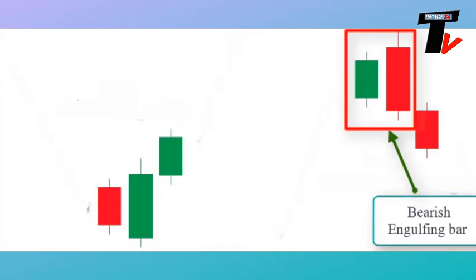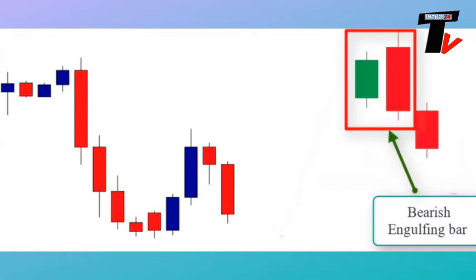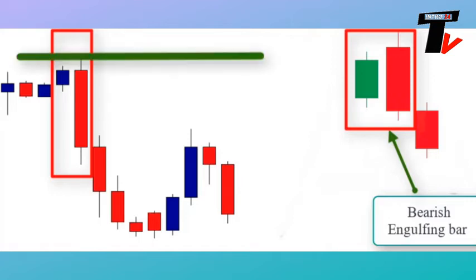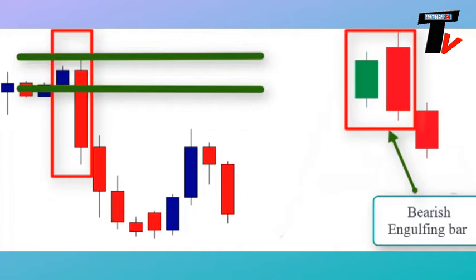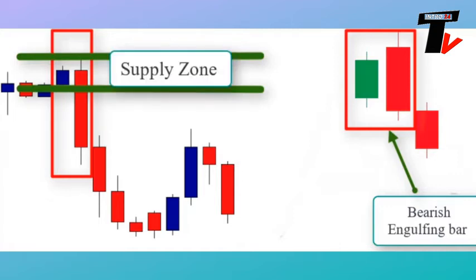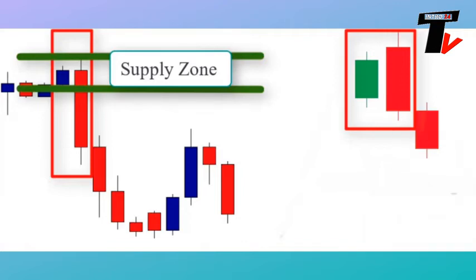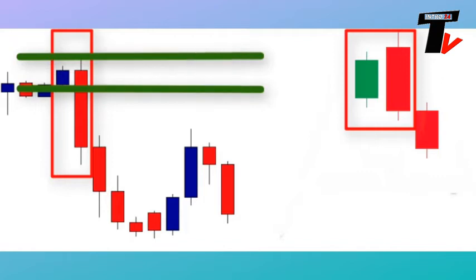Look at this example. This is a bearish engulfing bar that forms at this supply zone. So to draw the supply zone, we draw the distal line on the upper shadow of the second candle and the proximal line at the open of the prior candle. We can draw the distal line at the upper shadow of the prior candle if the second candle covered only the real body. Look at some real chart examples.